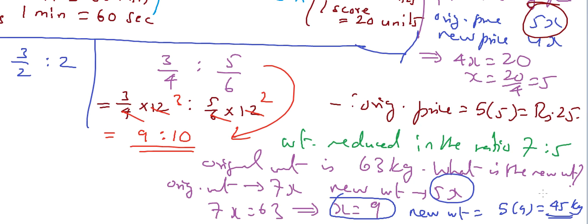That means if a person got the weight reduced in the ratio 7:5, and the original weight is 63, the weight got reduced to 45 kg if the reduction is in the ratio 7:5.